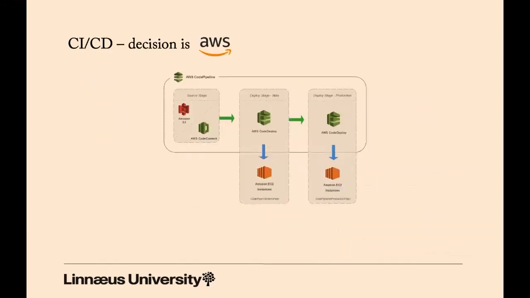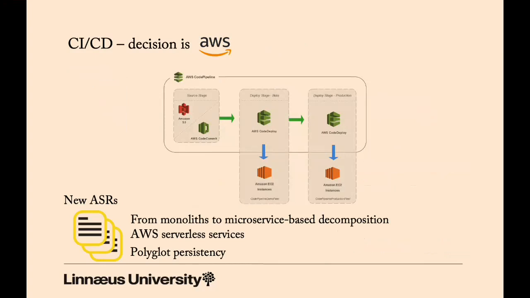Okay, that was clarification. So back to this. What does it mean? Well, what's interesting here is that this decision is a rather big one. We go for Amazon, yeah. But suddenly you have a couple of new architecturally significant requirements that come from that decision. So you decided to use this. Well, now you have to do this.